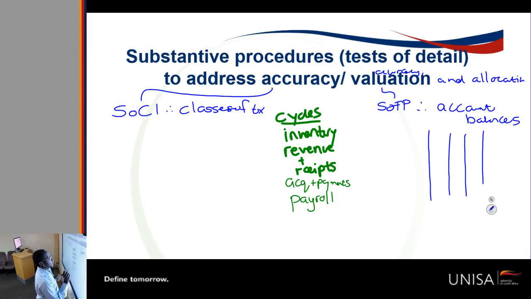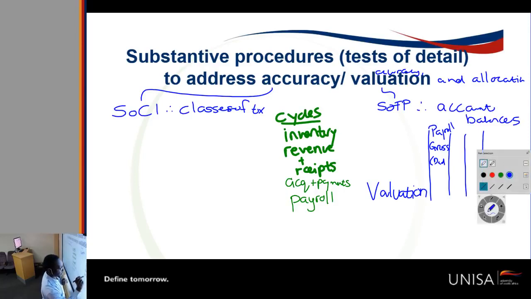For valuation, how are amounts valued? For example, if we're dealing with payroll, the valuation for payroll will start off with your gross amount, less deductions, equals net pay.